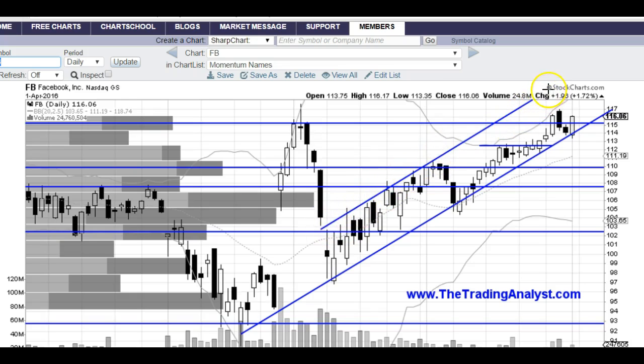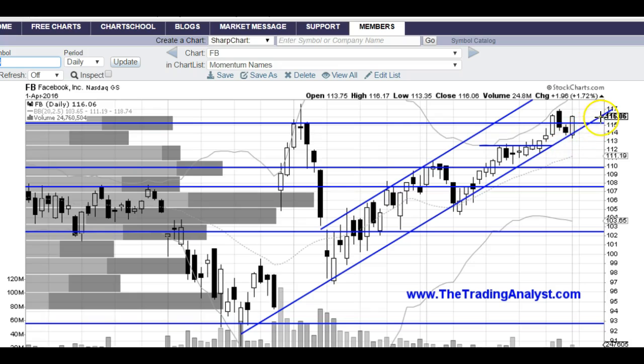So that top of that channel line, you can't really see where it's going to end up at the moment, but maybe around 121, 122. As the chart progresses, we're going to be able to extend that line and see where those prices are going to be. But you can draw this on your own chart and follow along with that. But again, I think that Facebook heads higher.